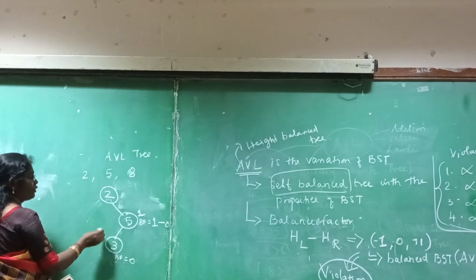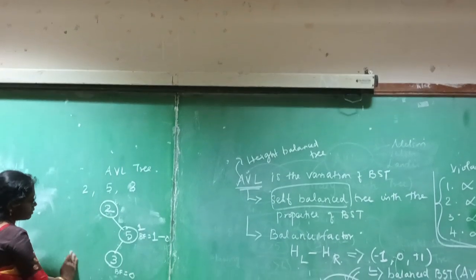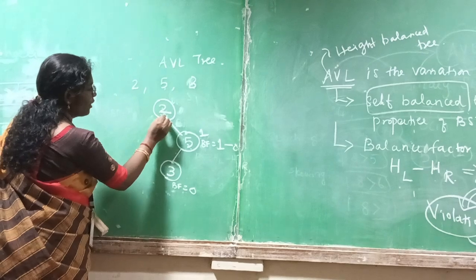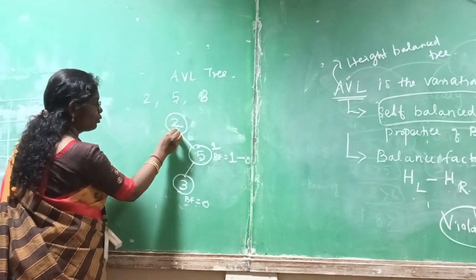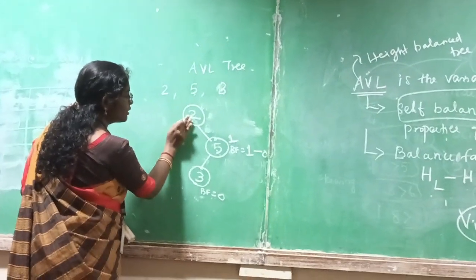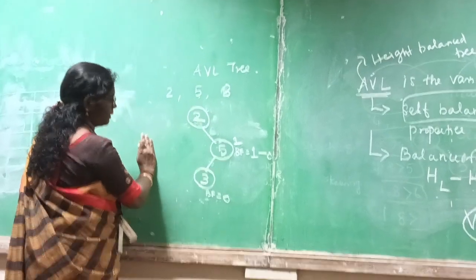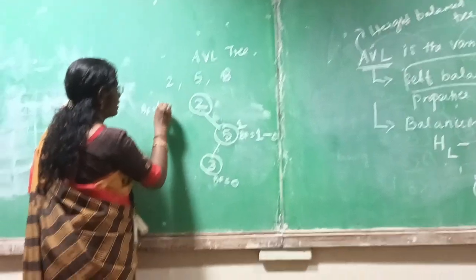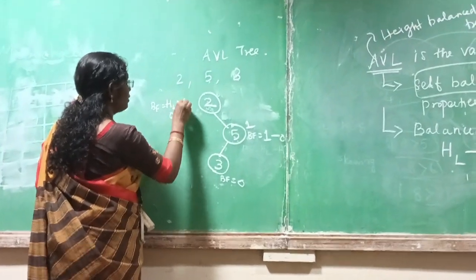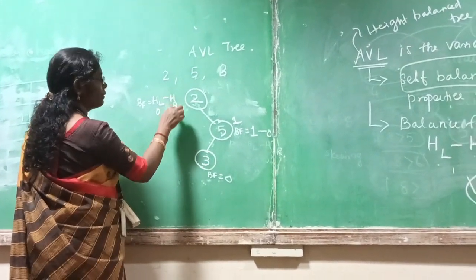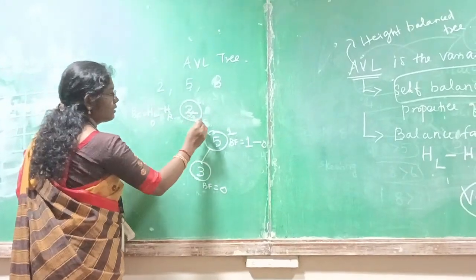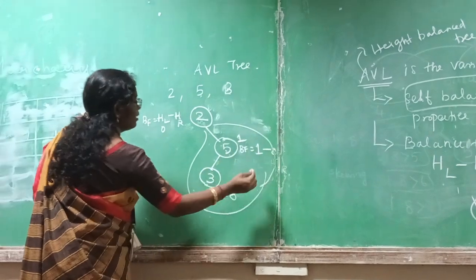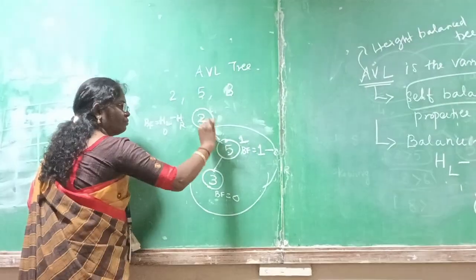Again, for 2 I have to calculate the balance factor. For 2 there is no left subtree. So now we are going to calculate the balance factor for the node 2. Since the node 2 has no left subtree, our HL value will be 0. Now we need to calculate HR, nothing but the height of the right subtree. See here, this is the entire right subtree for 2, right?